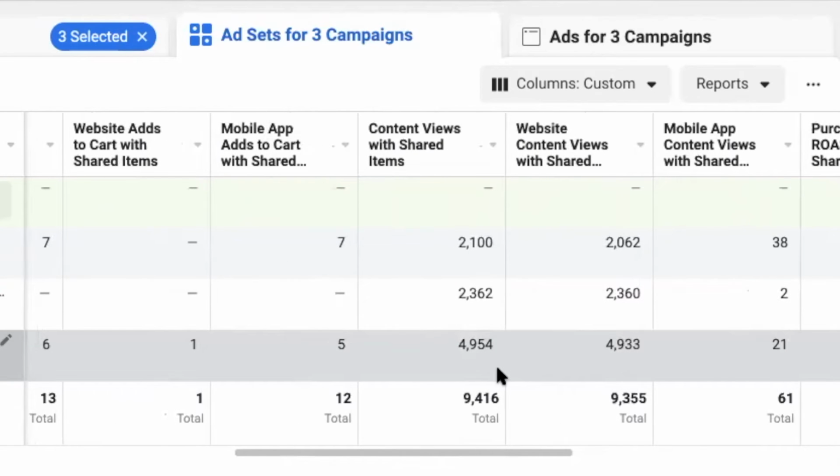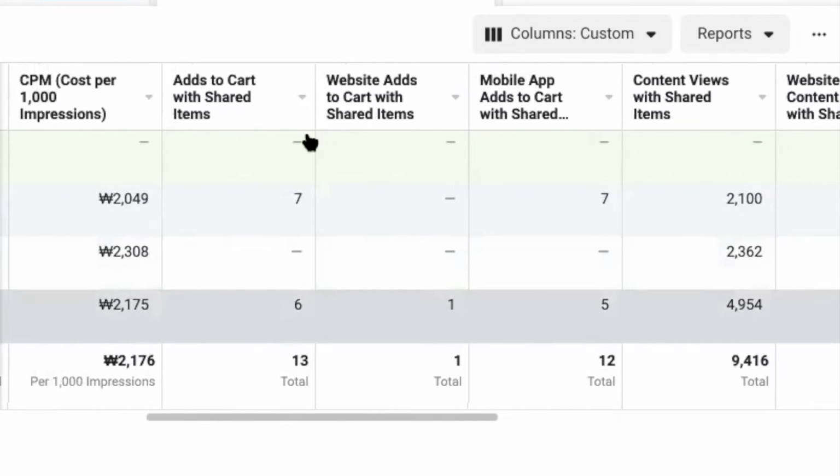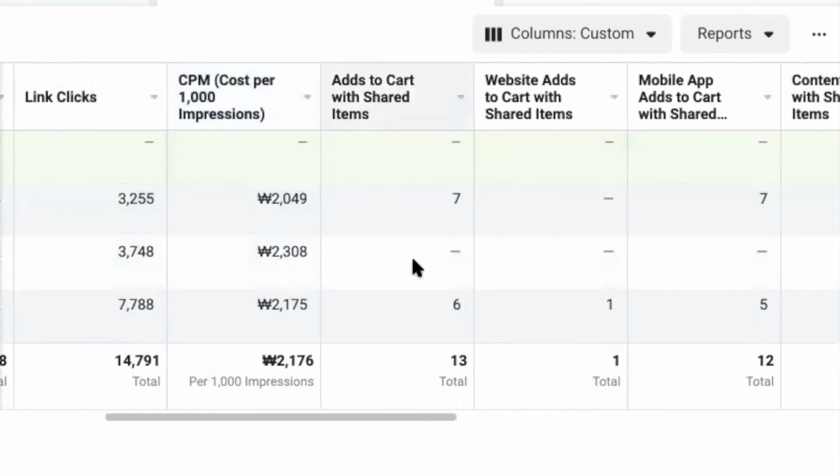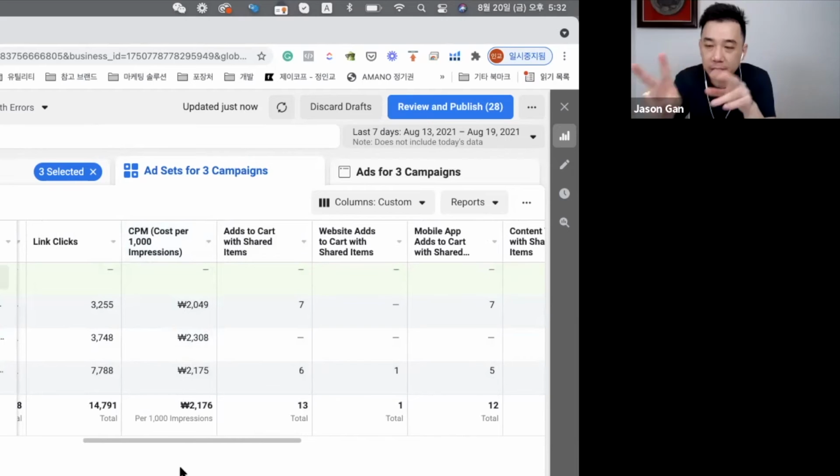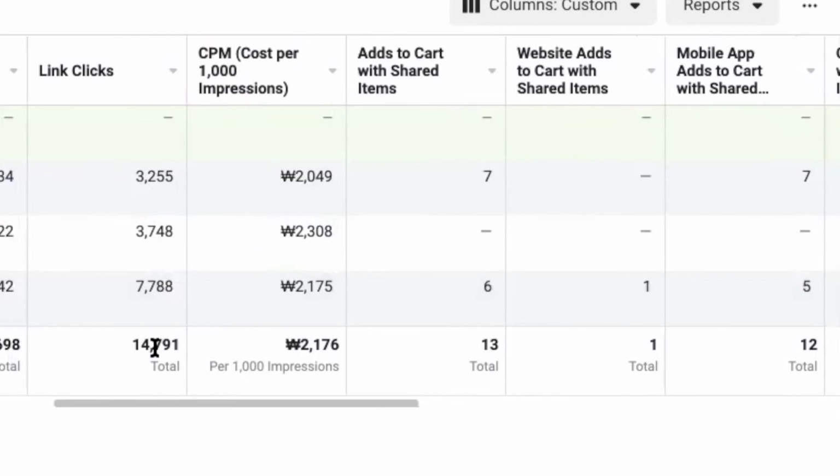But okay, so now we see the big gap is really happening at, you have content view, you have clicks, but in terms of add to cart and all that activities, it's not really happening. Let me give you a few angles to look at this, right? So first thing first, you actually have 14,000 people who clicked, right, in total, but did not convert.